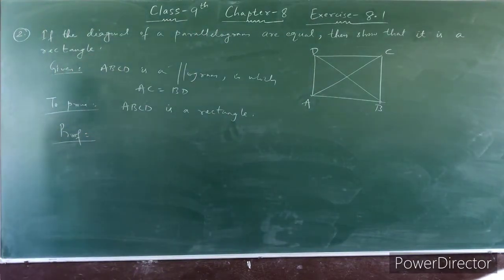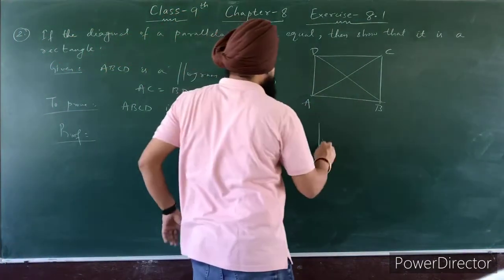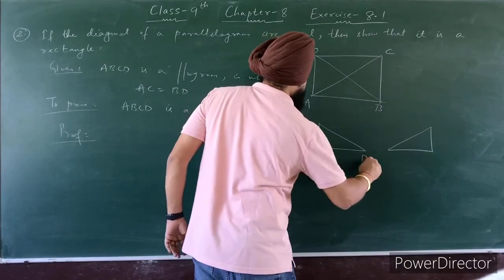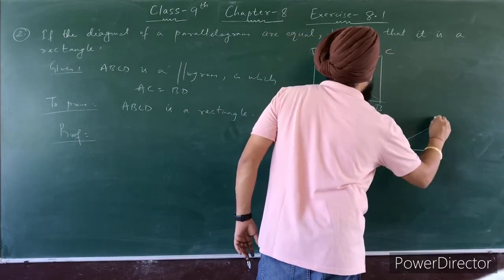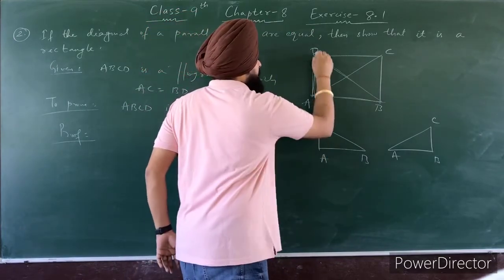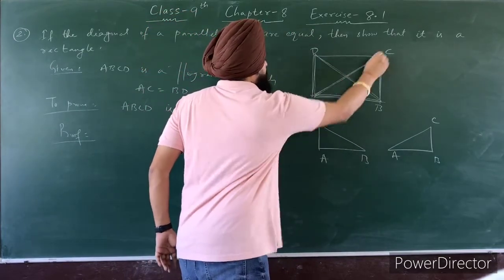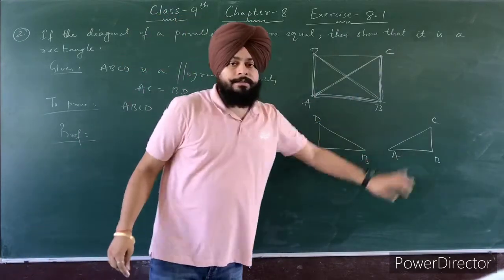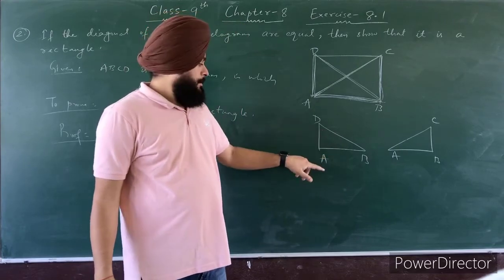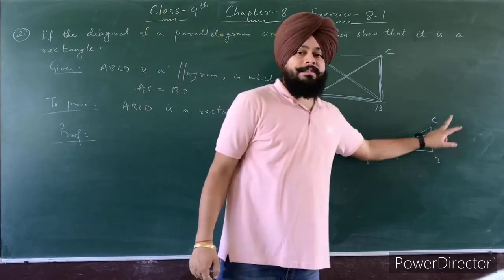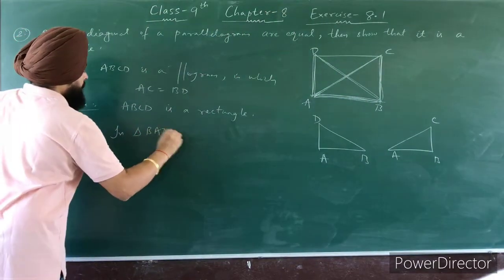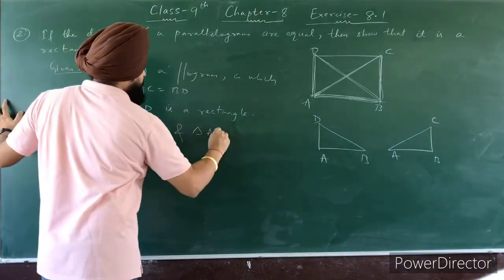So first we have to take these two triangles. This is the first triangle and this is the second triangle. We have to prove these two triangles congruent. Triangle ABD, BAD and ABC. So right here, in triangle BAD and triangle ABC.